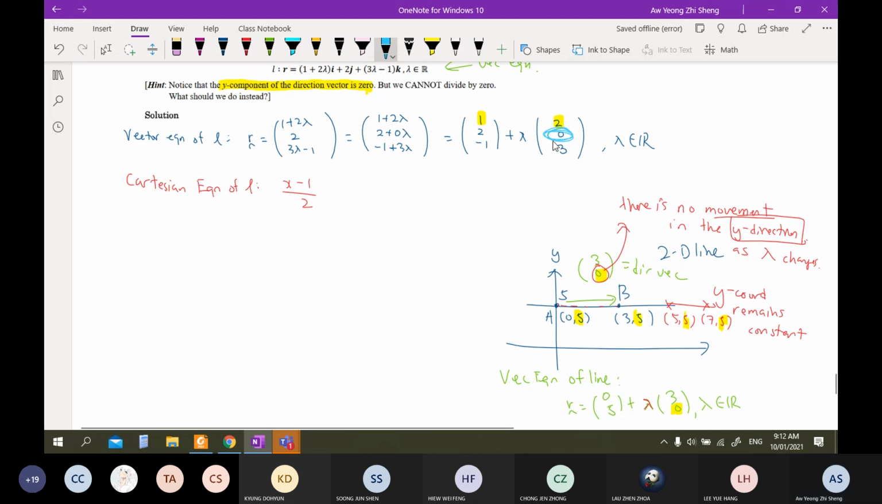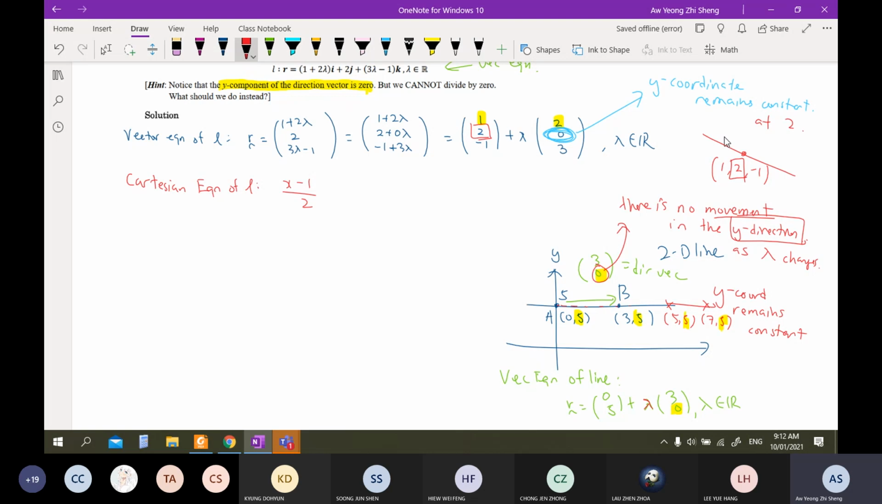So when you have a zero y component in the direction vector, that means the y coordinate remains constant. And what is the constant y coordinate? The constant y coordinate must be the number 2 here. It remains constant at 2, because you know the point 1, 2, minus 1 must be on the line, and you know that the y coordinate must remain unchanged.